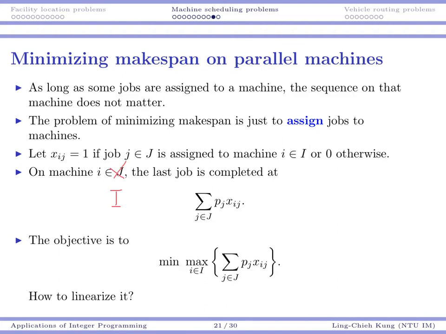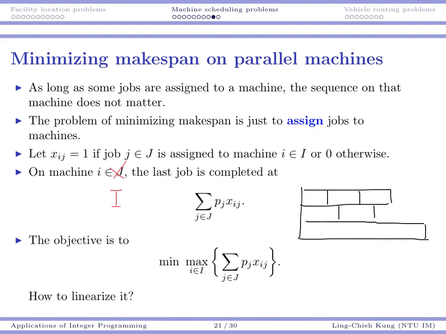Just like the graph we showed you, if this is machine 1, this is machine 2, and this is machine 3, then how do we know how long each bar is? It must be the total processing times of those jobs assigned to that particular machine. So for each I, you have a number, the final completion time, and your makespan would just be the maximum among all the machines.